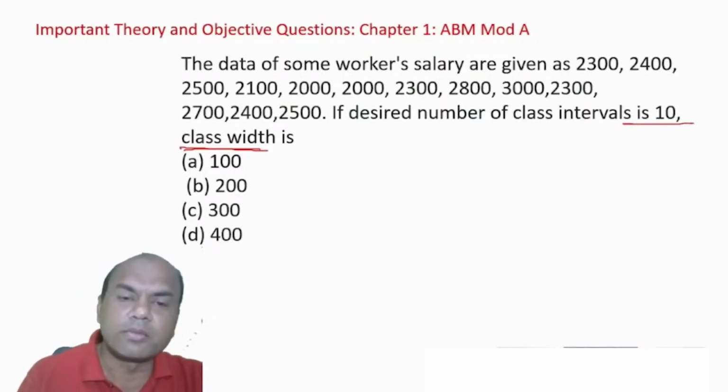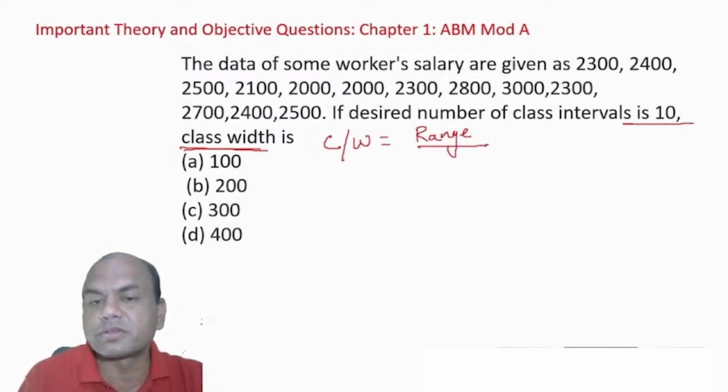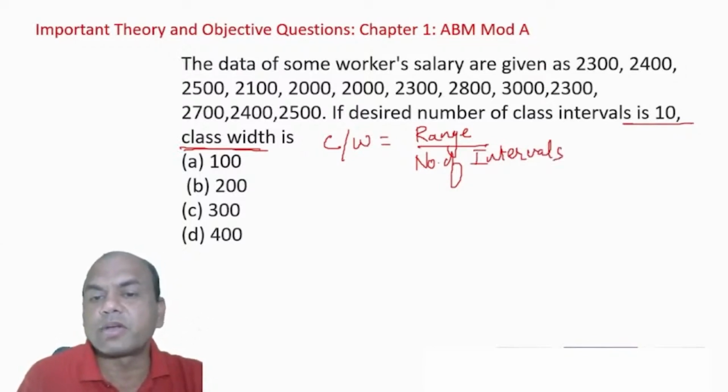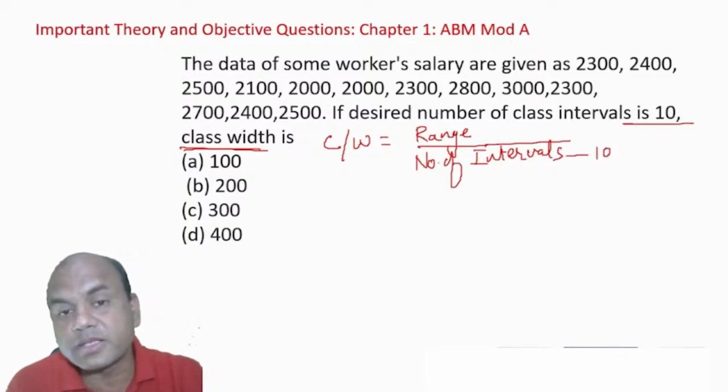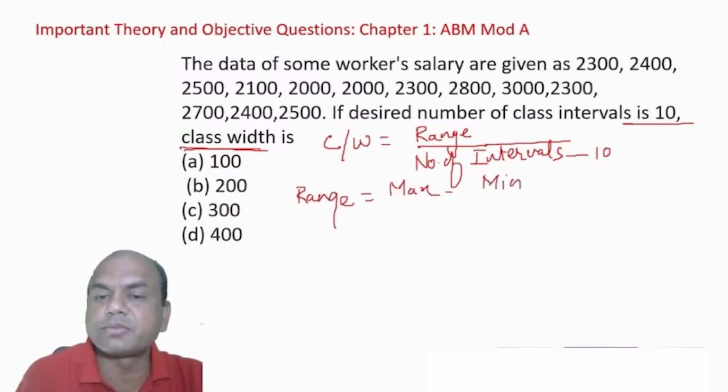So here, remember the formula for class width is, I'll write CW. Class width equals range upon number of intervals. Okay, range upon number of intervals. So number of intervals is what? This you know already, 10. But what is the range? How to find out the range? Range equals, always remember, maximum number minus minimum number. Maximum minus minimum.